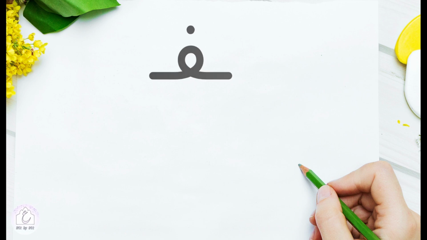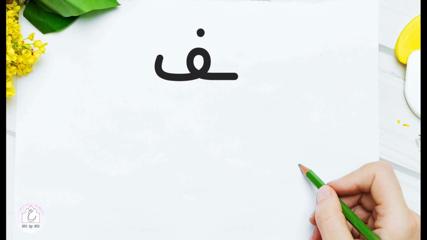In the final position, Fa is almost the same as the isolated form. We only have the semicircle as a loop on the line, in addition to a connecting segment coming from the previous letter. Draw the connecting segment, add Fa with a loop on the line, and close the word with the left vertical segment. A connecting segment, then Fa.